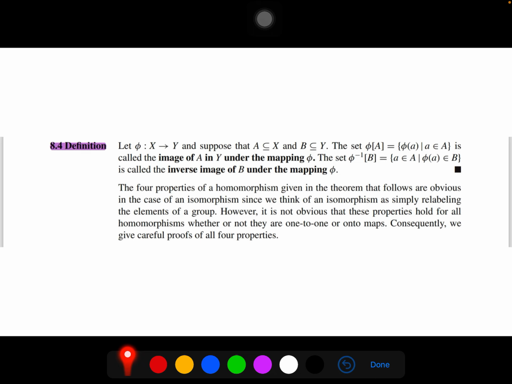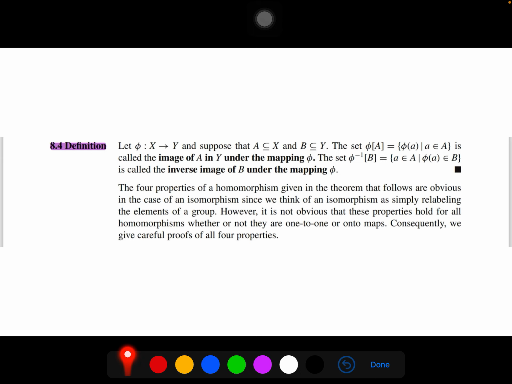Likewise, if we take the inverse mapping of B, where B is a subset of the codomain, it will also form a subset. What is that subset? It is the set of a in A such that phi of a is in B. The pre-image of each element of the subset B in the codomain, we call the inverse image of B under the mapping phi. So why do we define this? We want to show 4 properties of homomorphism.